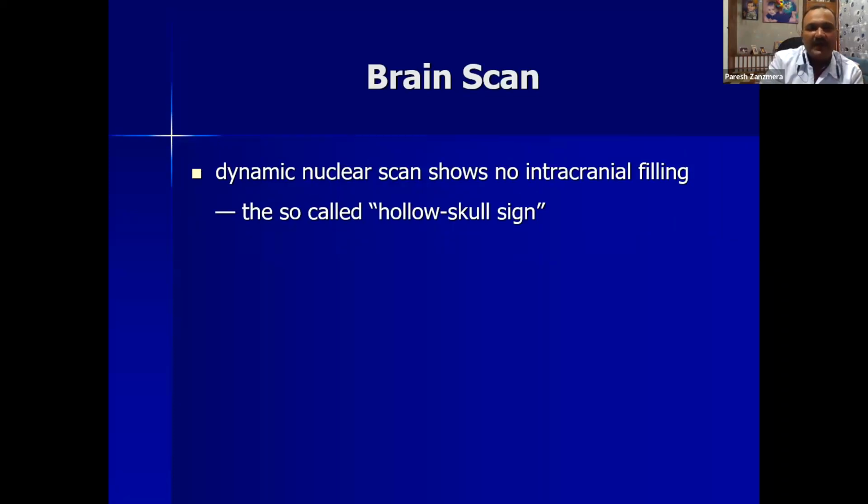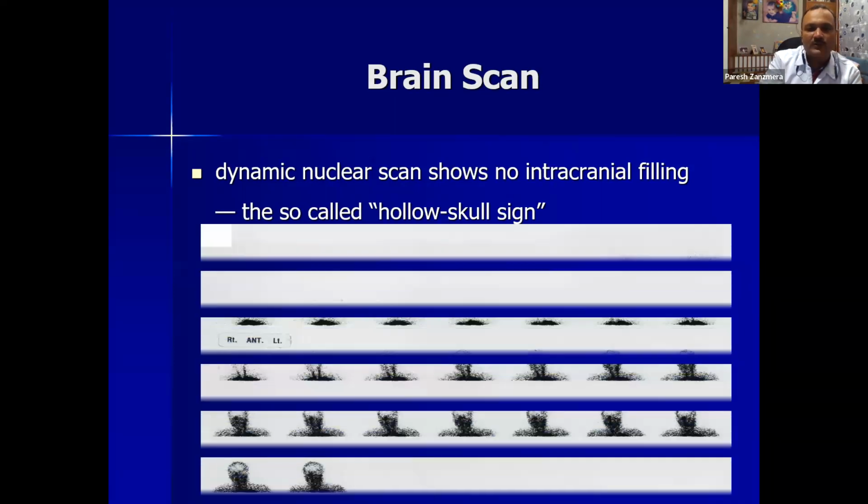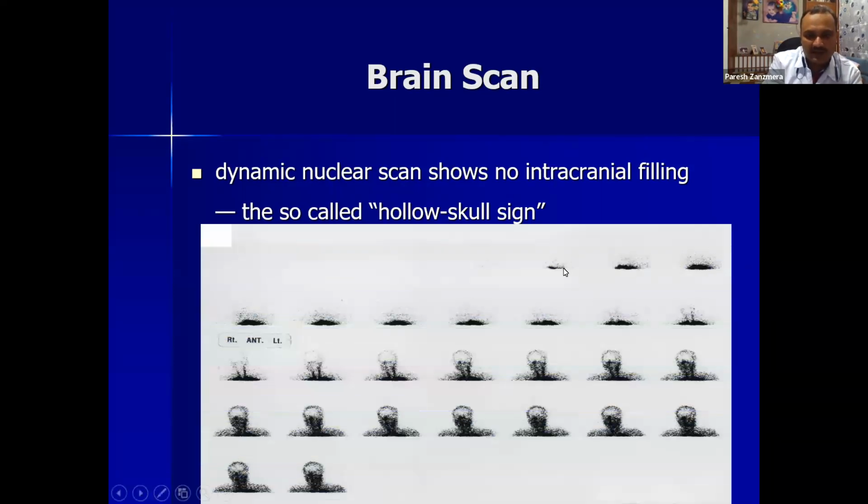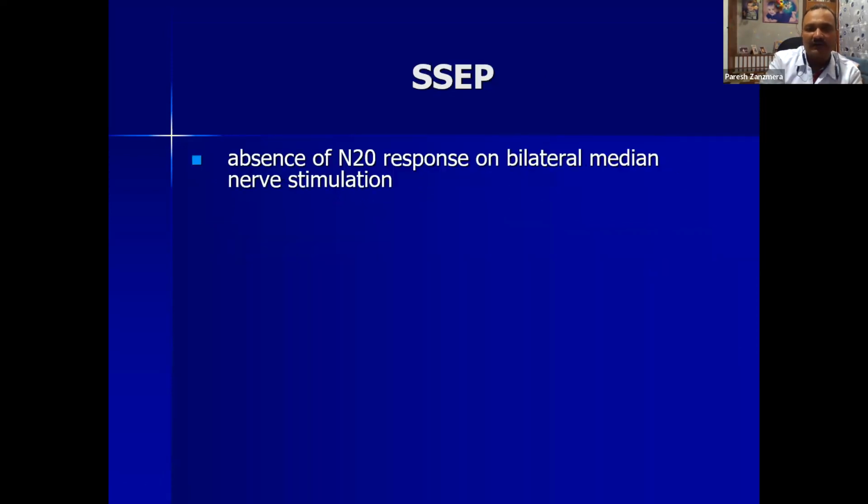Now, what is brain scan? The dynamic nuclear scan should show no intracranial filling. So that is known as the hollow skull scan. You can see that these are the various pictures in which you can see the empty space in the head of the patient. That is known as the hollow skull sign. That means that there is no intracranial filling.